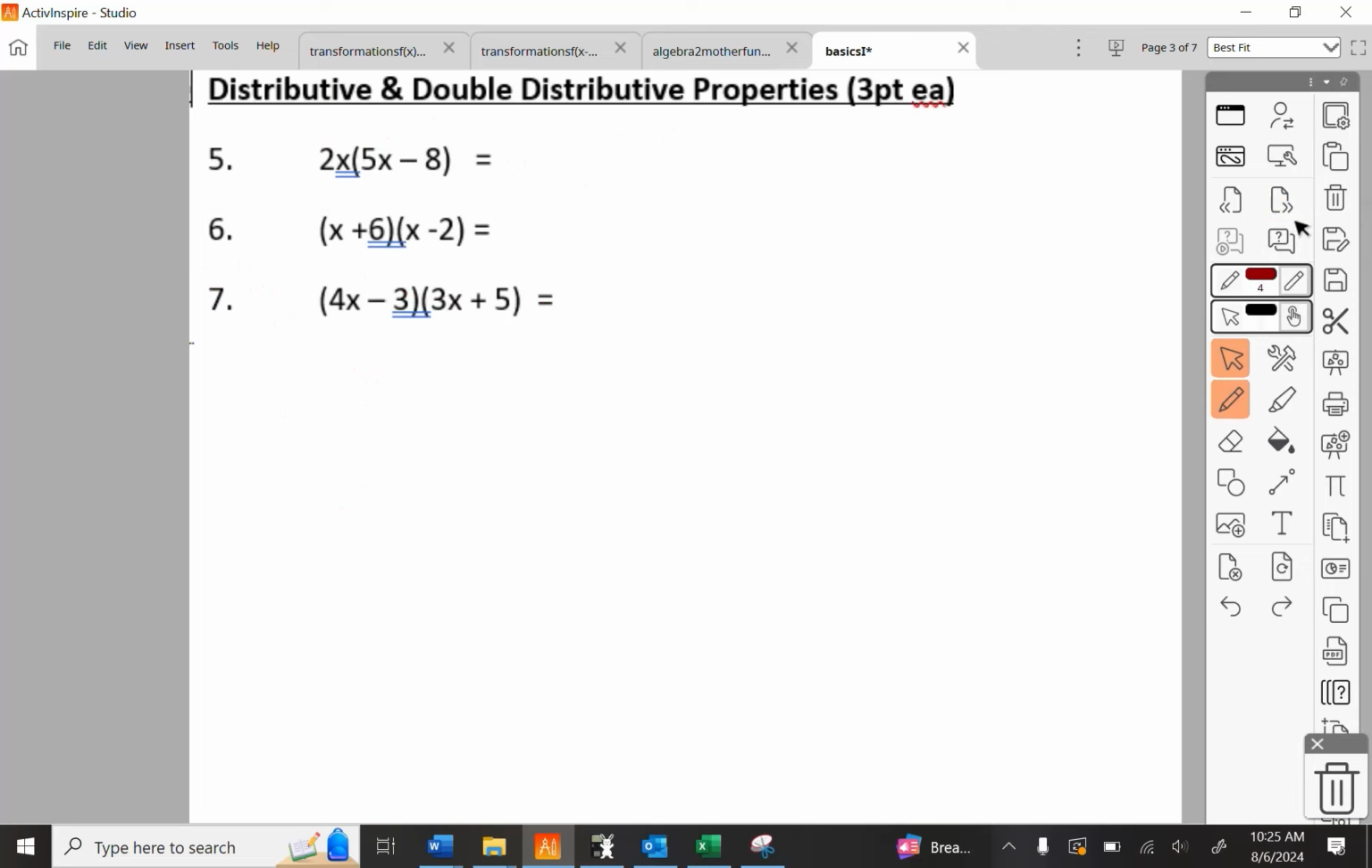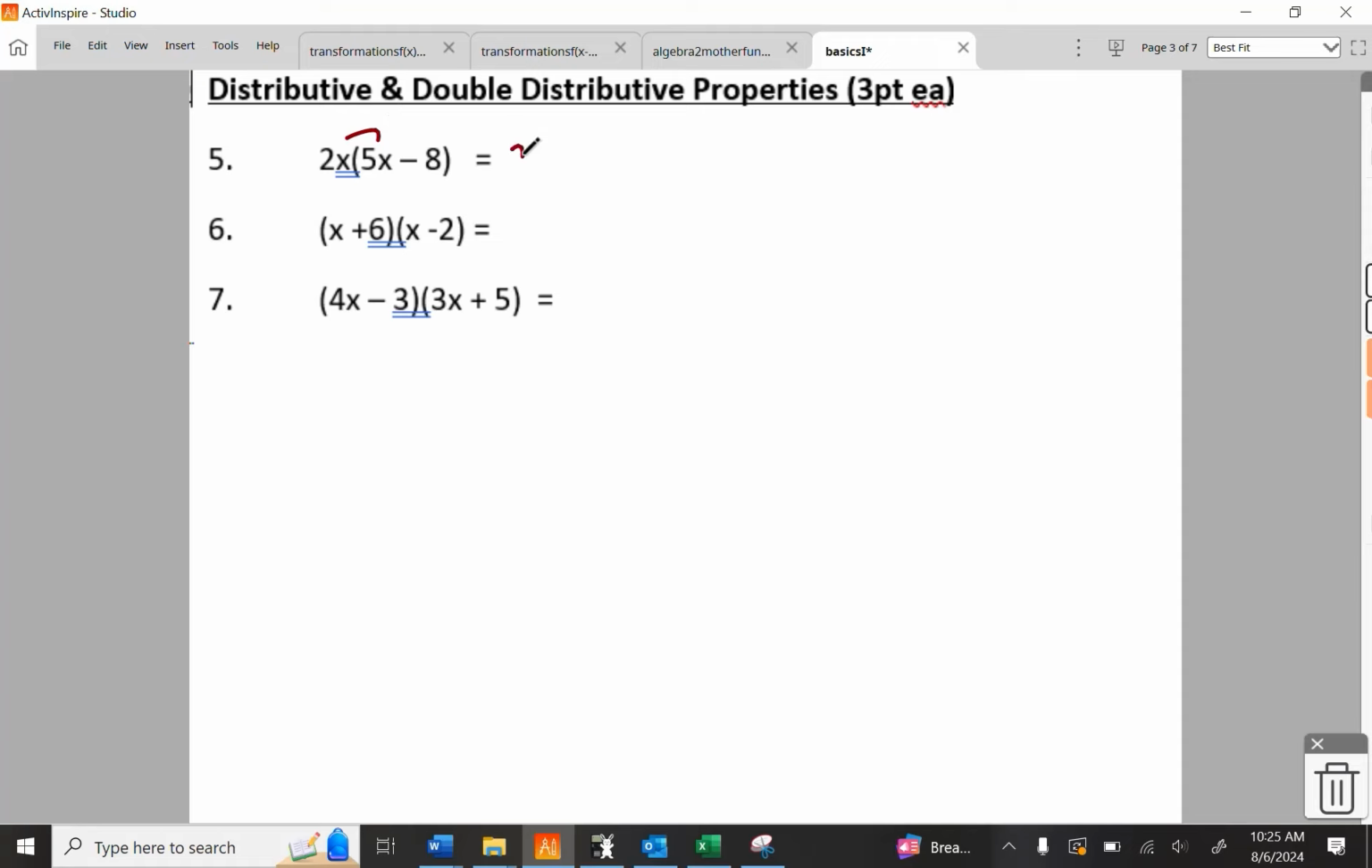All right, then we have the distributive and double distributive properties because you need to know how to do them, plain and simple. I'll try and show a good bit of work here. This would be 2x times 5x minus, because there's a minus, 2x times 8. Now 2x times 5x is going to be 10x squared, and 2x times 8 is going to be 16x. Minus because it was a minus, plain and simple.